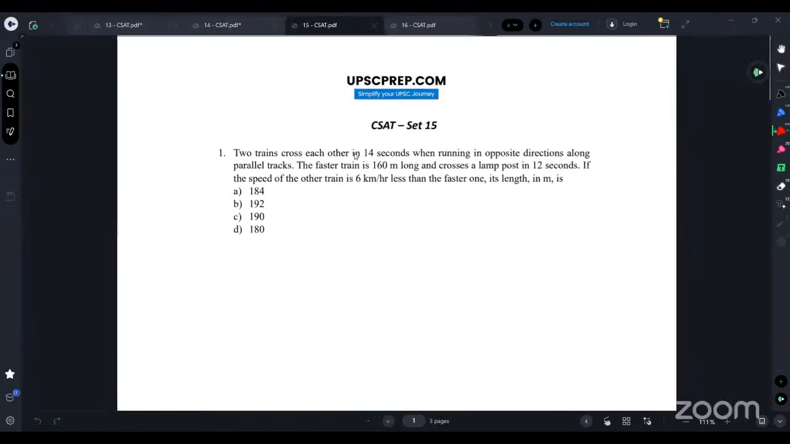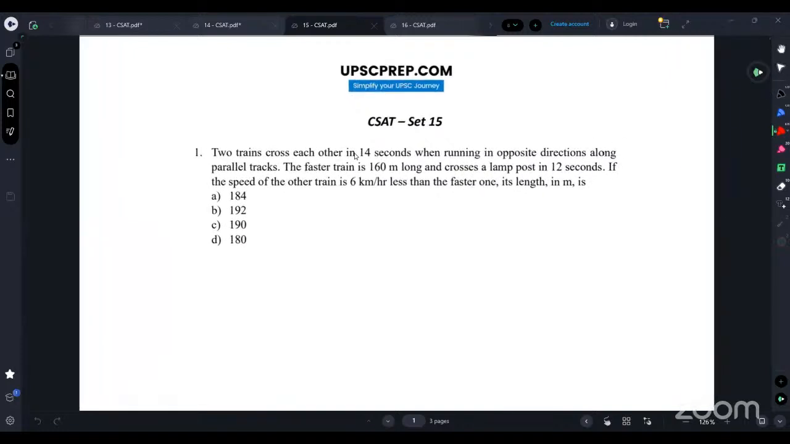Okay. See now this CSAT 15 question, guys. Okay. Pay attention to this. Two trains cross each other in 14 seconds when running in opposite directions.